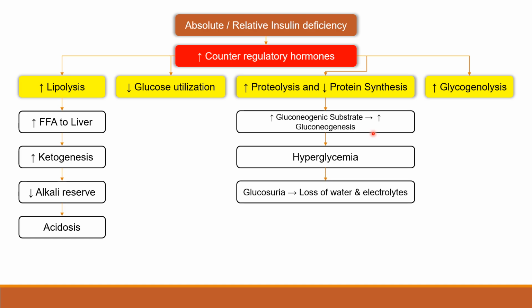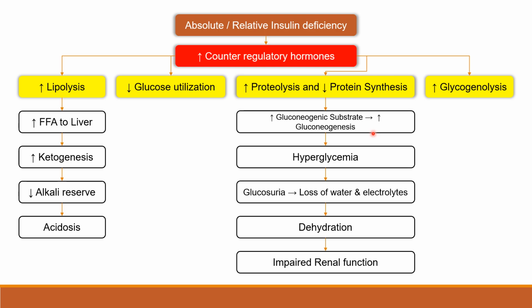As the hyperglycemia develops, it will lead to glycosuria when it crosses the renal threshold, and glycosuria will lead to loss of water and electrolytes. As the loss of water and electrolytes develops, there will be dehydration in the body, and the dehydration by pre-renal mechanism will lead to impaired renal function. When impaired renal function is there, glucose will start building up in the body, because the kidney will now not be able to excrete the glucose load, so there will be further aggravation of hyperglycemia.